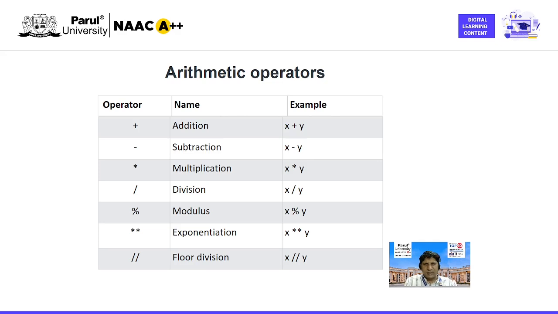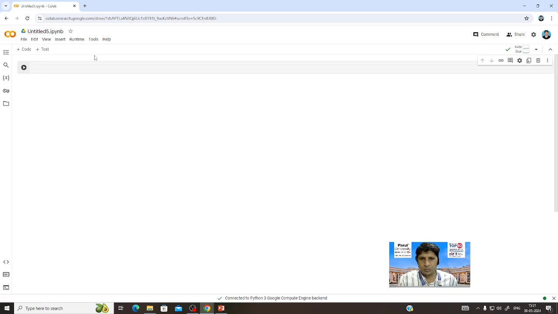Now we will demonstrate and write a program for each and every arithmetic operator. So just go to your Google Colab and perform the operations with me. First we demonstrate the plus operator, addition. Here we are discussing the arithmetic operators and we will demonstrate them. First of all, a equal to 10. I take a variable a equal to 10 and b equal to 20.